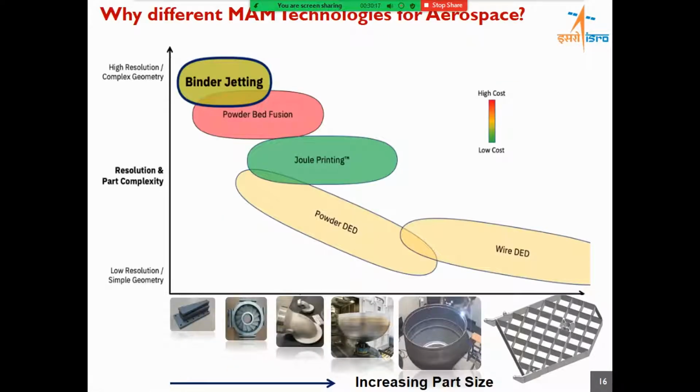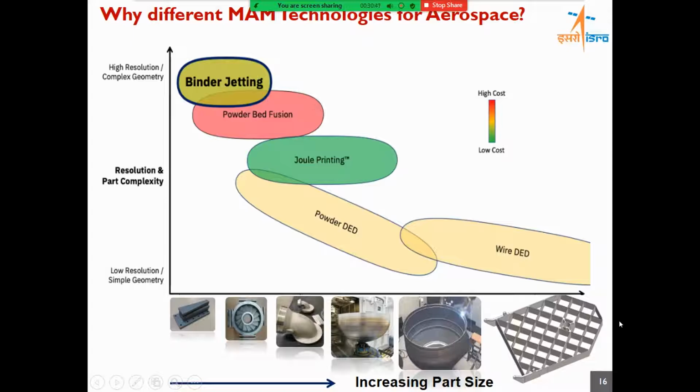So I have shown the different techniques. So why different metal additive technologies for aerospace? This particular slide explains. When you have a high resolution or a complex geometry, it is wise to go for a powder bed fusion technique. So coming to this, this is the resolution and part complexity. So for very high resolution and complex geometries, you can go for powder bed fusion.